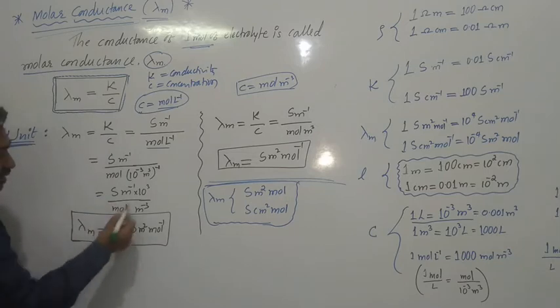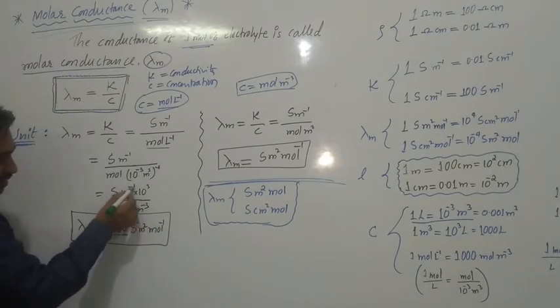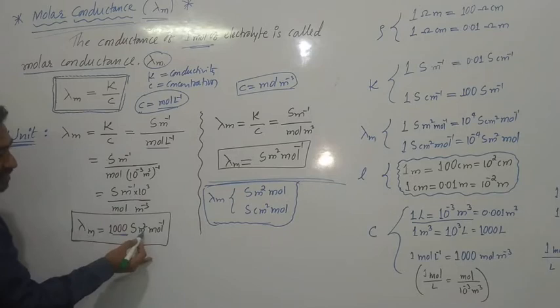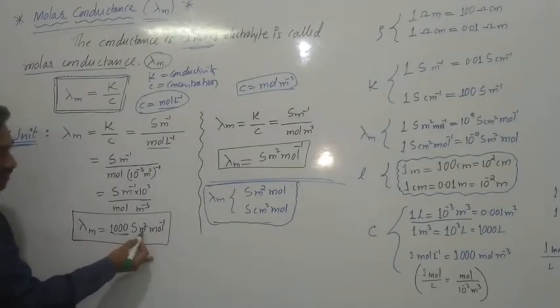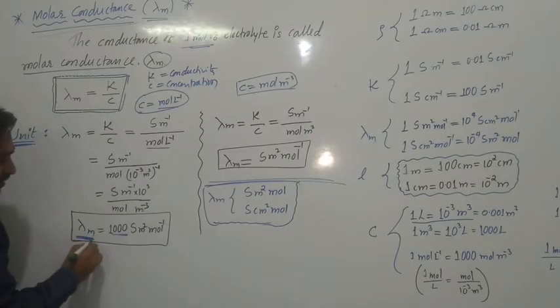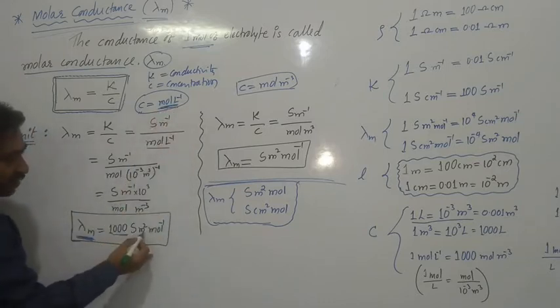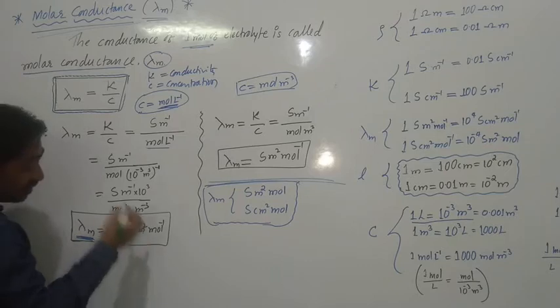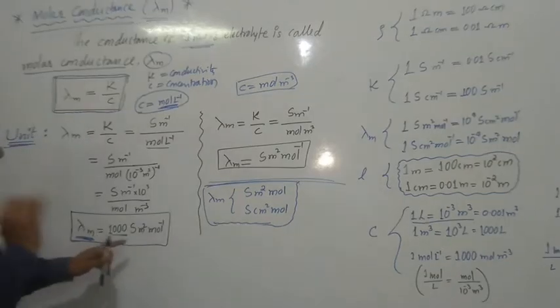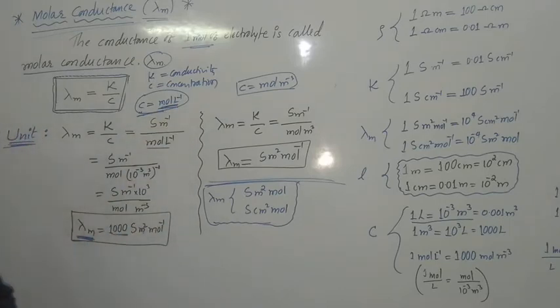So finally it becomes 10 to the power 3, which means 1000 Siemens. Here cubic meter and per meter cancel out. What remains? Square meter. Siemens meter square per mole. So the unit of molar conductance when the concentration given is mole per liter is 1000 Siemens square meter per mole.